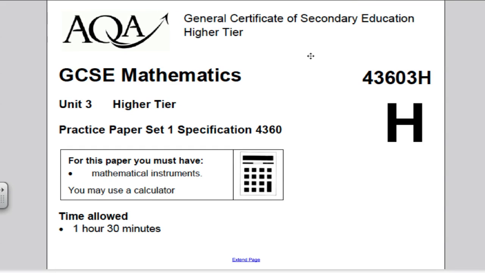Hi there. The following video will answer for you the Unit 3 higher AQA modular paper. You're required to have a calculator, absolutely essential, and the paper takes 1 hour and 30.